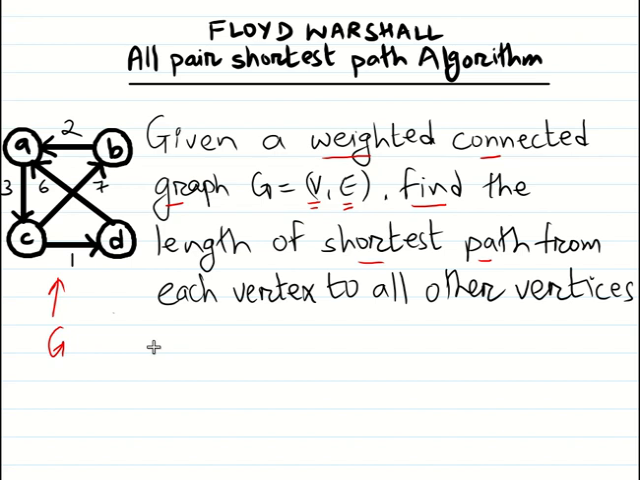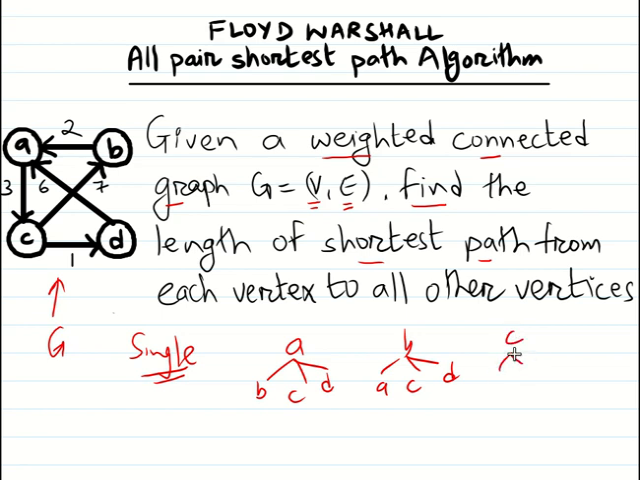So we have already seen how to find out the shortest path from a single source to all other vertices in our video lecture of Dijkstra's algorithm. But in this algorithm, you are trying to find out the shortest path from each node to all other vertices. So from A, you are going to find out the shortest path to B, C and D. From B, the shortest path to A, C and D. From C, the shortest path to A, B and D. From D, the shortest path to A, B and C.